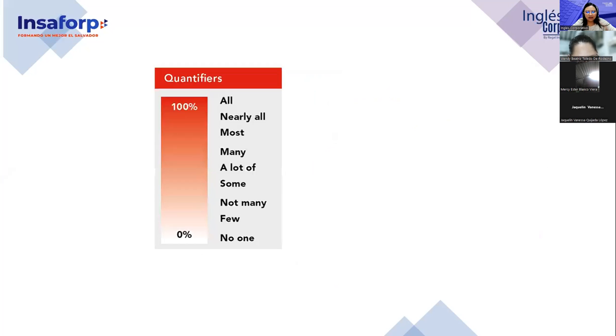Great job. Okay. So what do you see here? Quantifiers. We have this big list of quantifiers. As you may see, they express quantity. Como expresan cantidad, podemos ponerlos en una scale that goes from 0% up to 100. Recuerden que esto no expresa una cantidad específica. El 5%, el 9%, not really. This is just an estimate. Es un estimado.